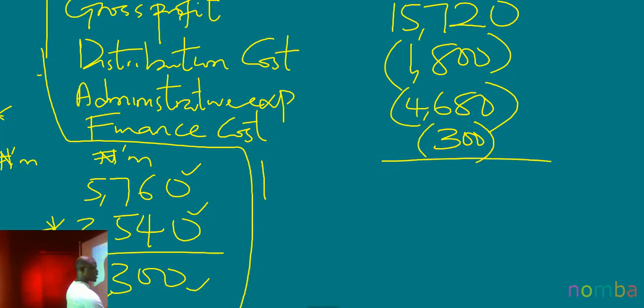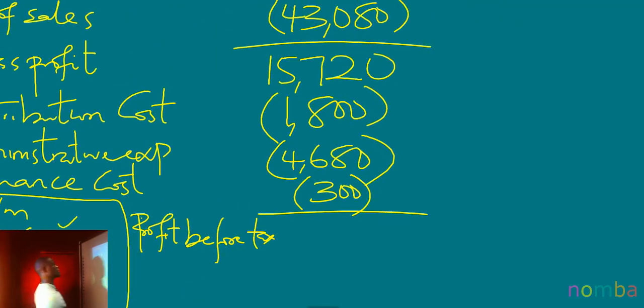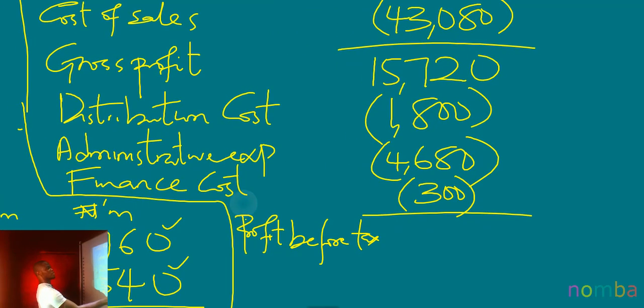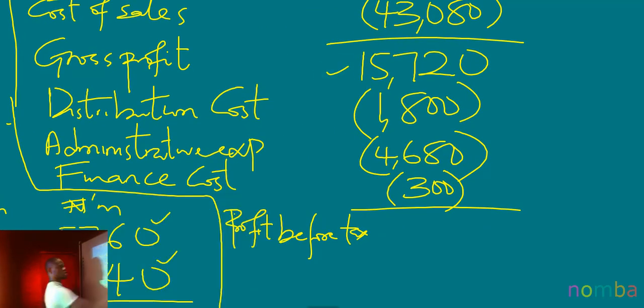Therefore, I will get my profit before tax. Let me shift this amount forward. My profit before tax, that will be my gross profit, which is this. Then I will deduct these three amounts from it. So that will be 15,720 minus 1,800 minus 4,680 minus 300. Then that gives me 8,940.